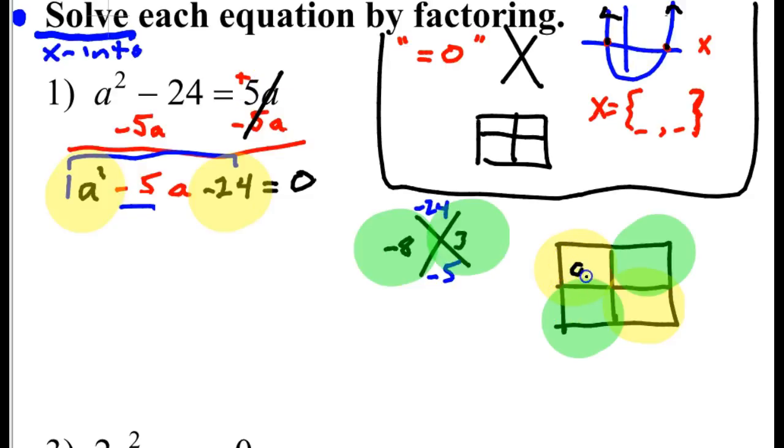Okay, so we have first term and last term always the same, but the x gives us the two middle terms. So we got minus 8a and plus 3a. That allows us to get our two factors.